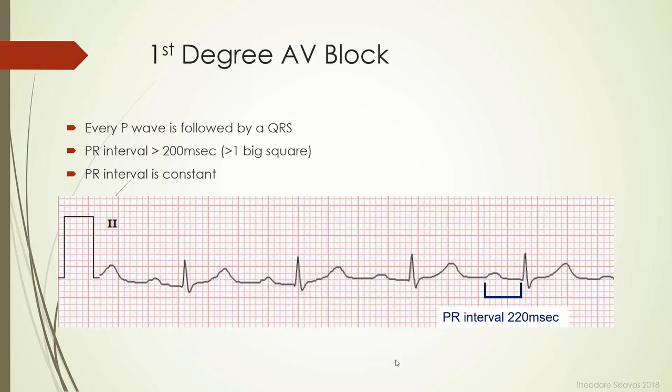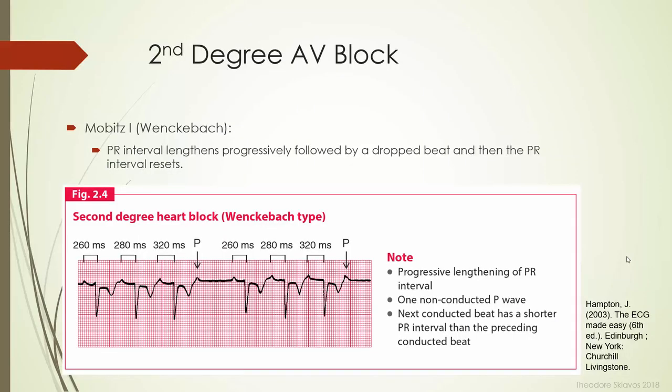In second degree heart block, we said that we have intermittent failure of conduction through the AV node. Now we divide this into two types, Mobitz 1 and Mobitz 2 second degree heart block. I'm going to talk about Mobitz 1 first. In Mobitz 1, the PR interval is prolonged, and it's not constant. It progressively lengthens, and then eventually we have a dropped beat. By that I mean we have a P wave that's not followed by a QRS complex.